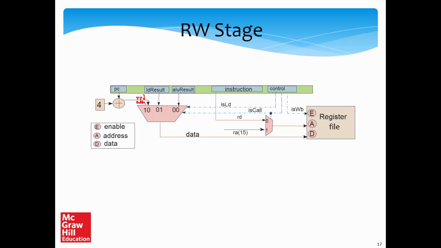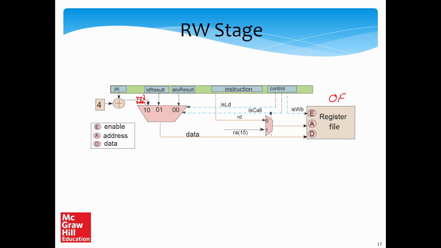Then we had the load result and the ALU result, and it was being controlled by two control signals coming from the control unit, is load and is call. So one of the three inputs becomes the data that needs to be written to the register file. This directly goes to the register file. The register file can be located either in the RW stage or in the OF stage, but the OF stage is a better place. So essentially it goes to the register file in the OF stage.